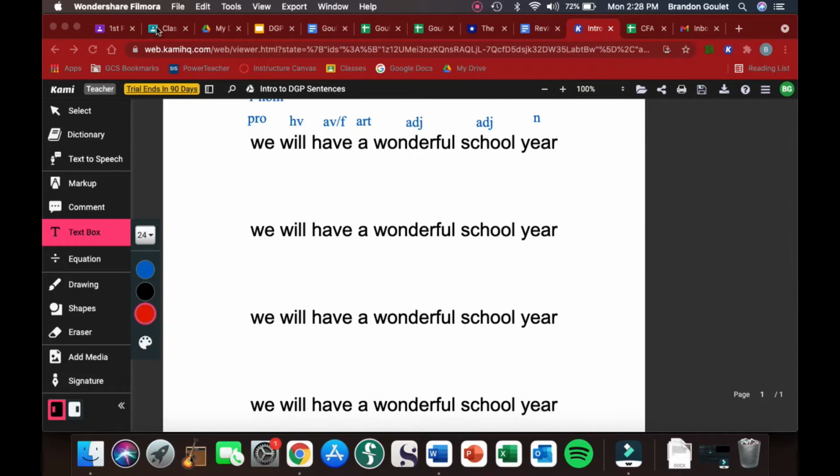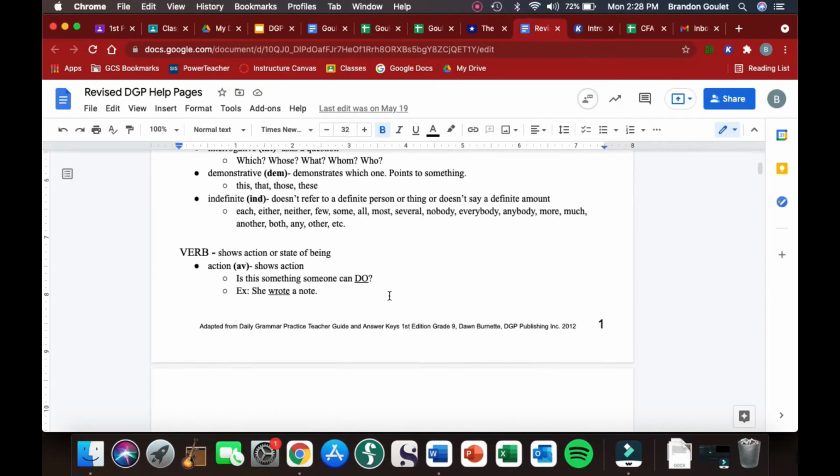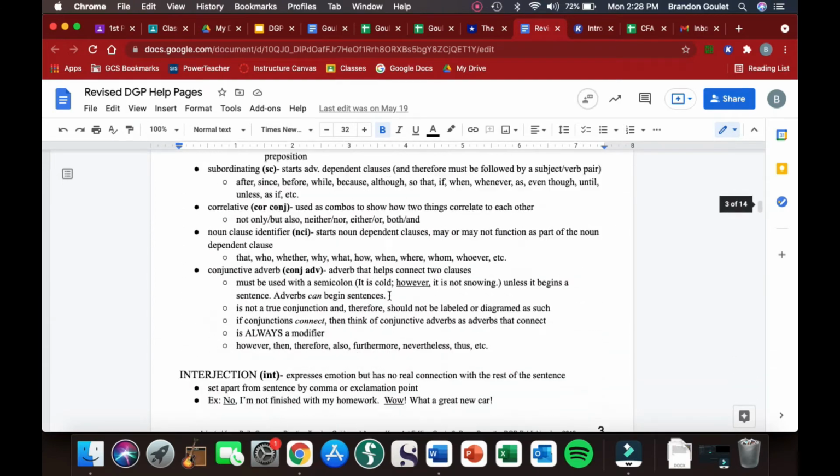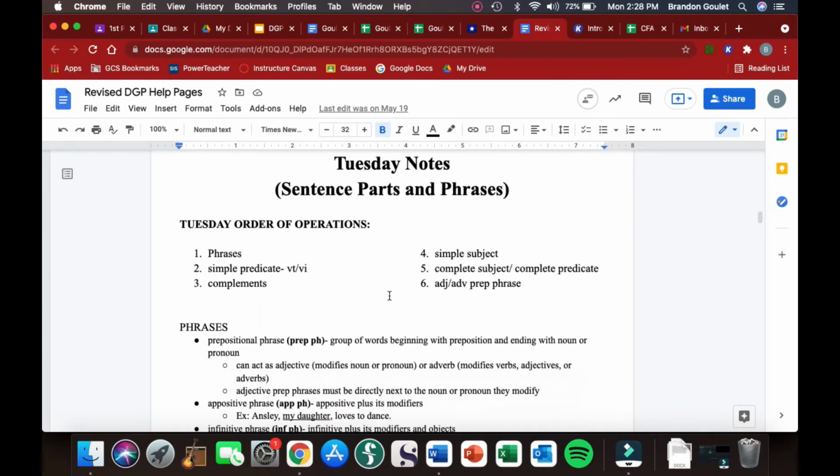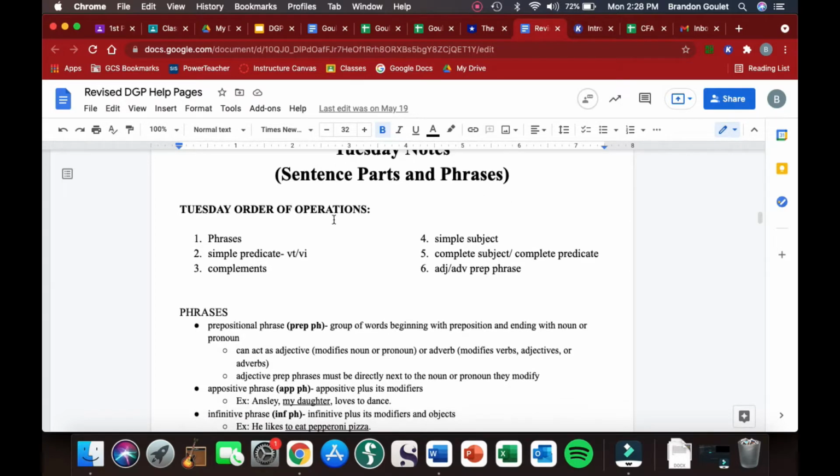So the first thing we want to do is make sure we have our DGP help pages turned to the Tuesday section. And Tuesday we can see is for sentence parts and phrases. Now at the top of that section we have Tuesday order of operations. For Tuesday you don't necessarily have to go in this order, but it makes it so much easier if you go in this order that I have mapped out for you on the help pages.